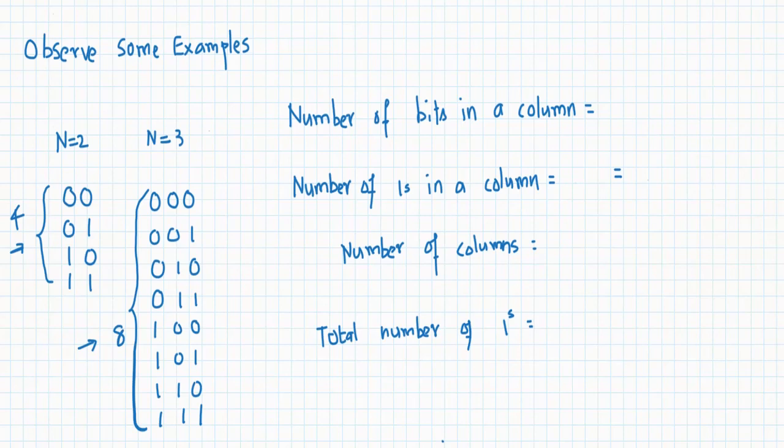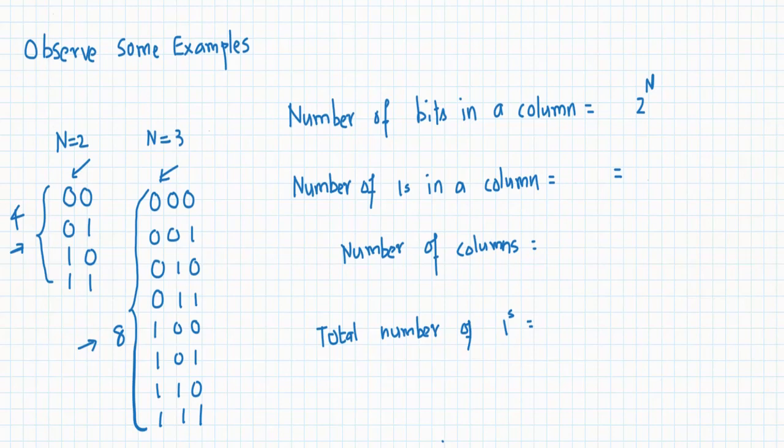Let's look at the number of bits in a column. For n equal to 3, let's take this. The number of bits in this column is 8, and that is the same case for all these columns. For n equal to 2, the number of bits in a column is 4. In the general case, when we write down sequences of length n, the number of bits in a column will be 2 power n.